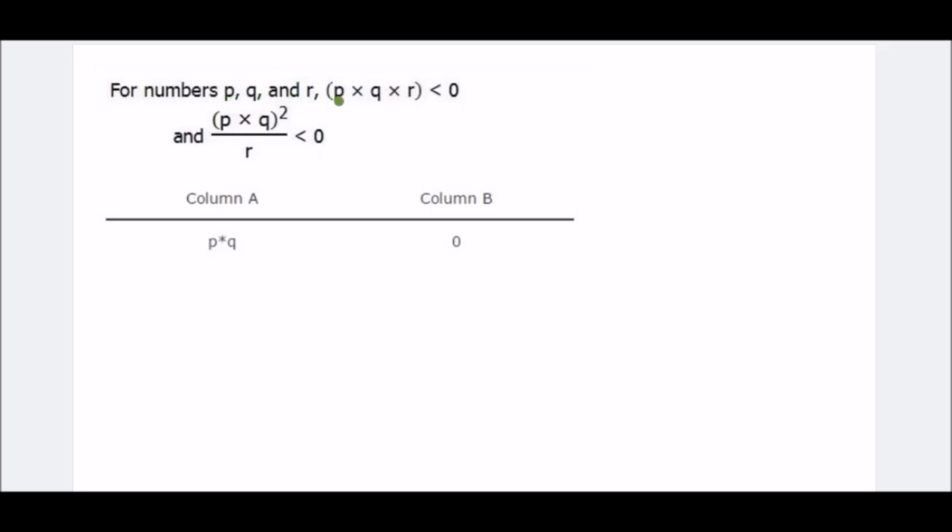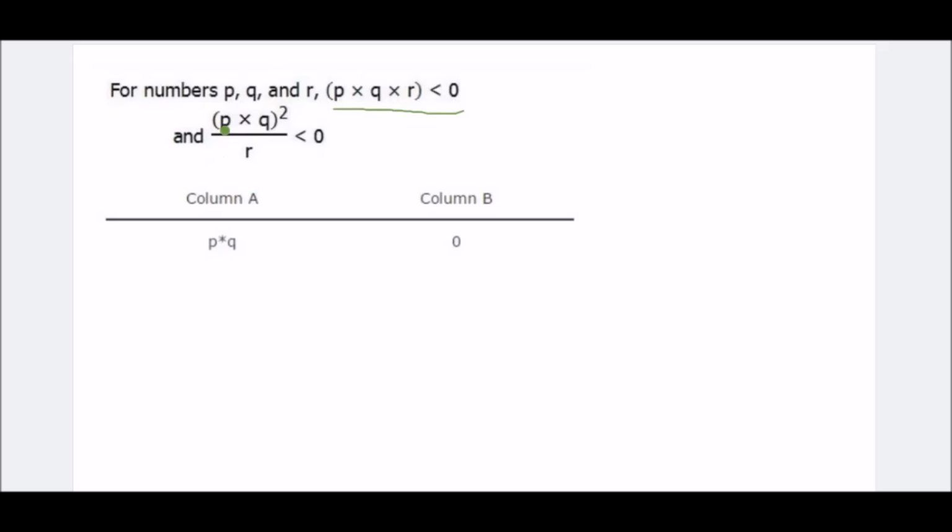For numbers P, Q, R, P into Q into R is less than 0, and (P into Q) whole square divided by R is less than 0. For column A, we have to find P into Q, and column B is given the value 0. So first we will understand the conditions here. First condition is P into Q into R is less than 0. So the multiplication of the three values should be negative.